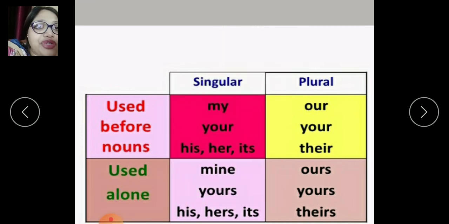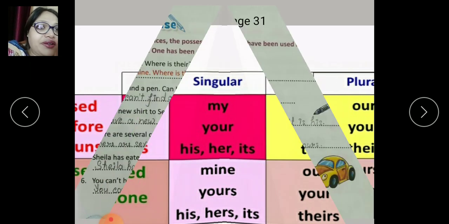So some are used before a noun, like my, your, his, her, and its. For plural, our, your, and their. And those used alone are mine, yours, his, hers, and its. For plural, ours, yours, and theirs.